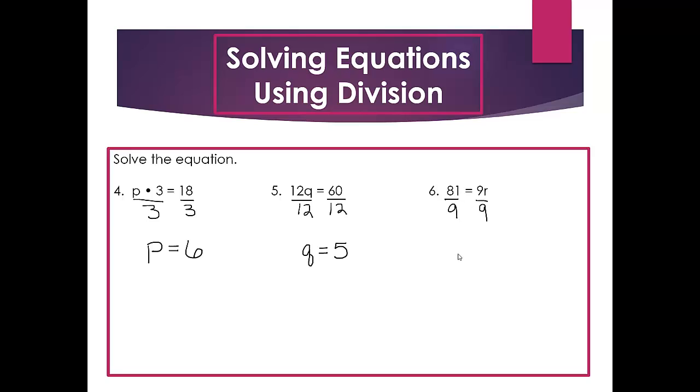81 divided by 9 is 9. Multiplying by 9 and then dividing by 9 will undo each other, so we're just left with our r. So we have that 9 equals r. We can also write this as r equals 9. Now we can take this 9 and put it back into our equation. So we have 9 times 9, and that does equal 81. So r equals 9.